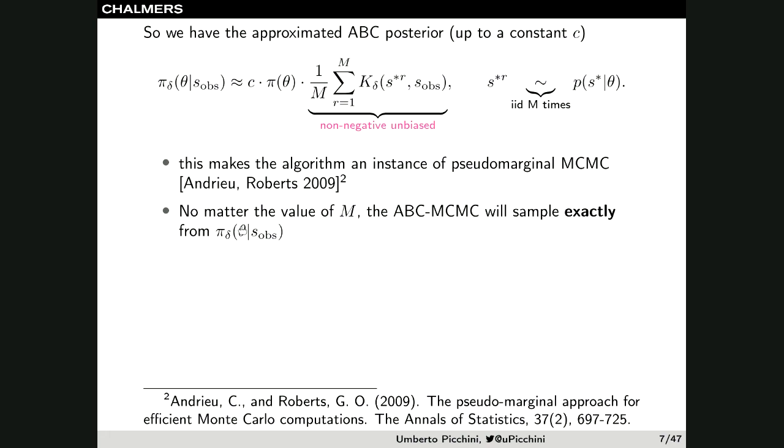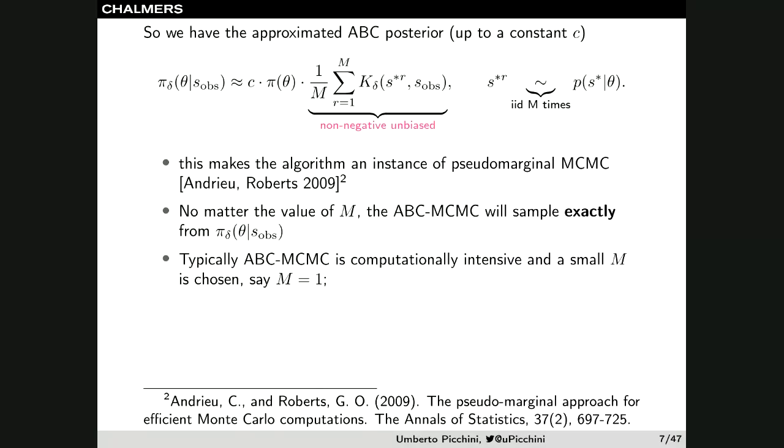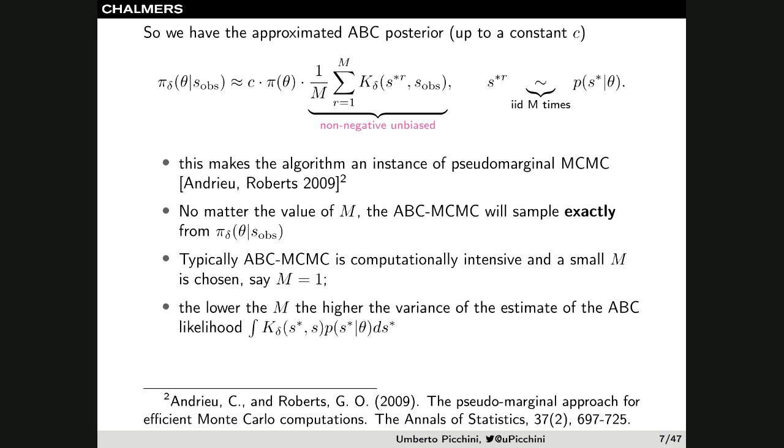Okay, this is a curiosity. It's not going to be fundamental in the rest of the talk, but again, typically small m is used. Let's say that typically m equal to 1 is chosen if the simulator is expensive. But even though this is a special case of an instance of the pseudo-marginal MCMC, where the value of m theoretically doesn't matter.